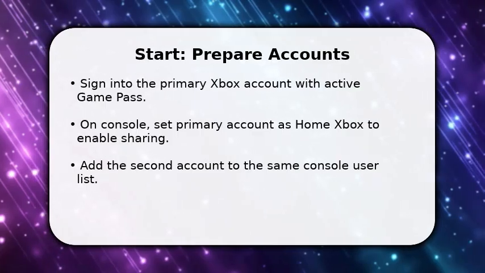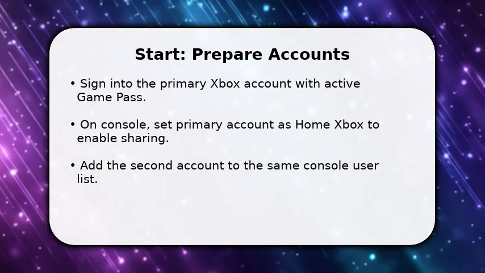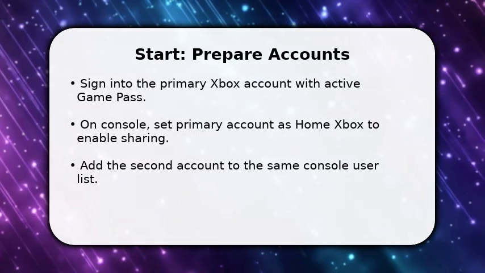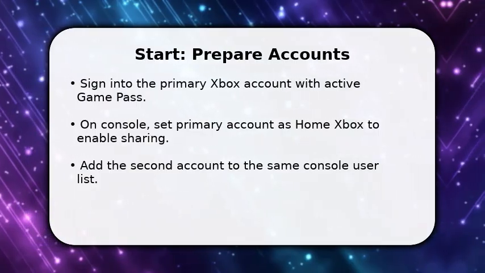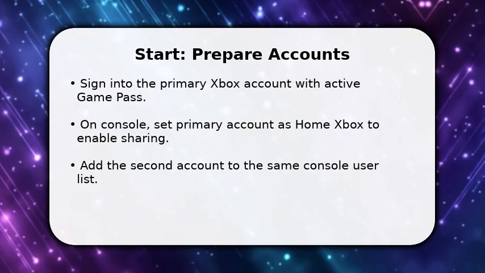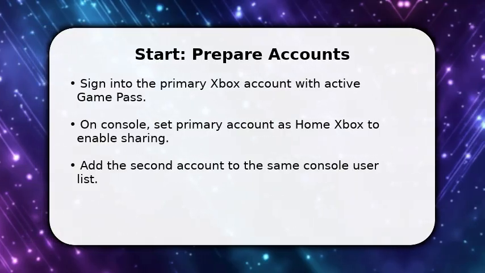You start by using the account that owns Game Pass. Sign in and confirm the subscription is active. Next, make that account the console's home Xbox so the pass can be shared. This is the single switch that enables others on the same console to play.